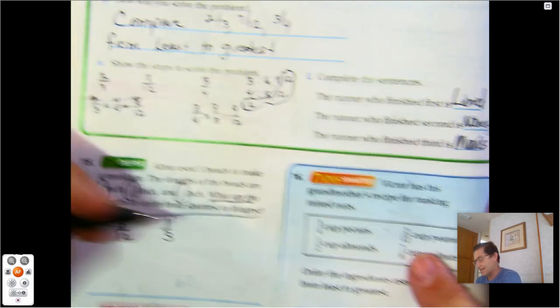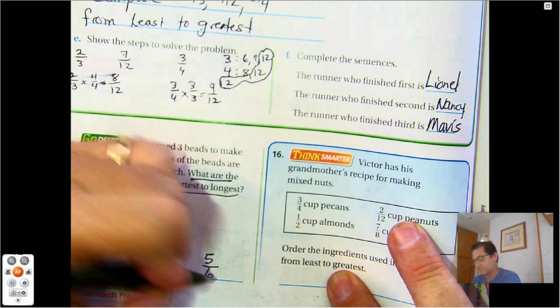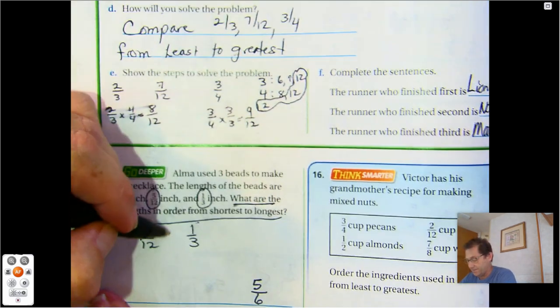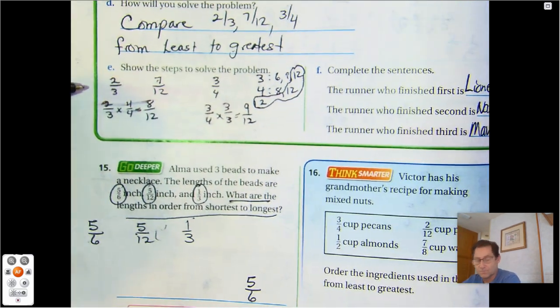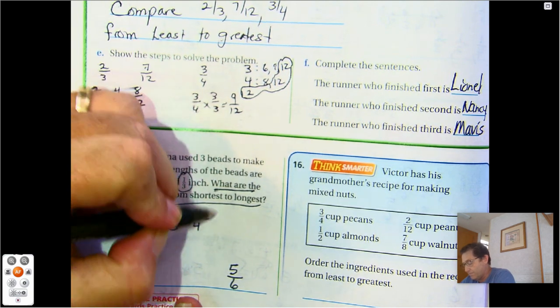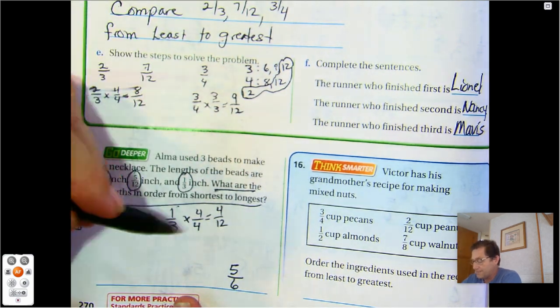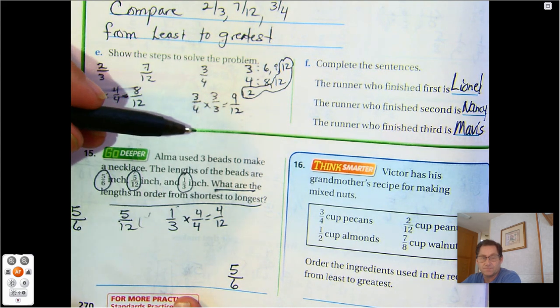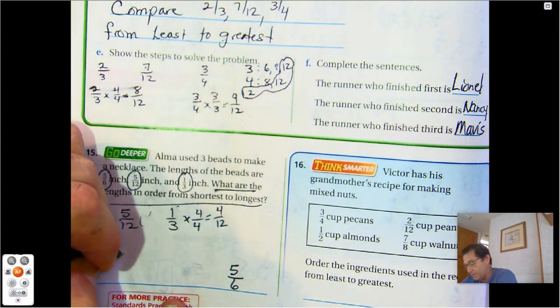All right, so now all we have to do is compare these two. Well, I know I can make 1/3 into 12ths by multiplying by 4. So 1/3 is the same as 4/12. So the shortest is the 1/3. 1/3, 5/12, 5/6.